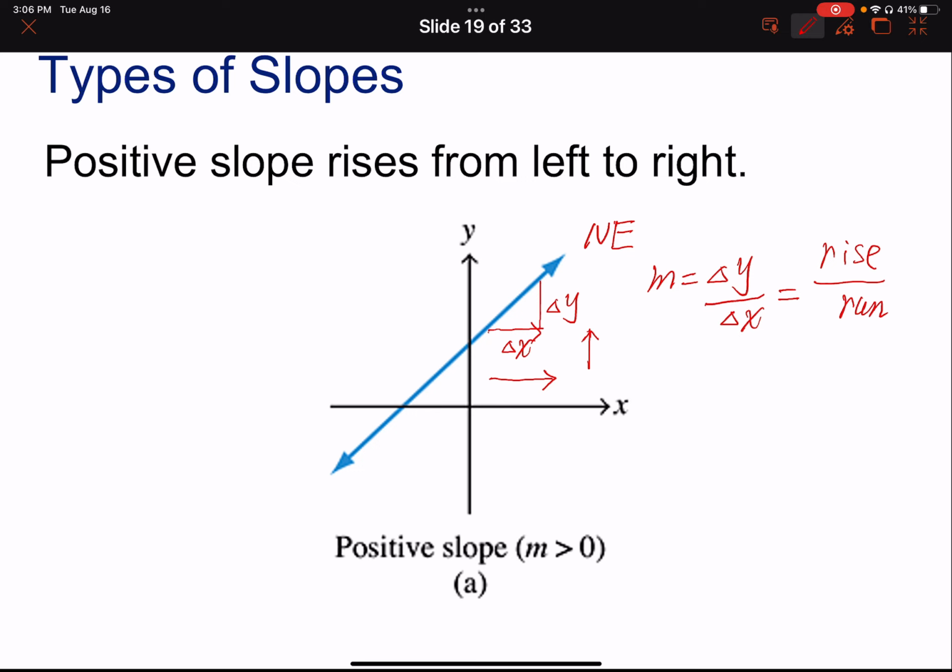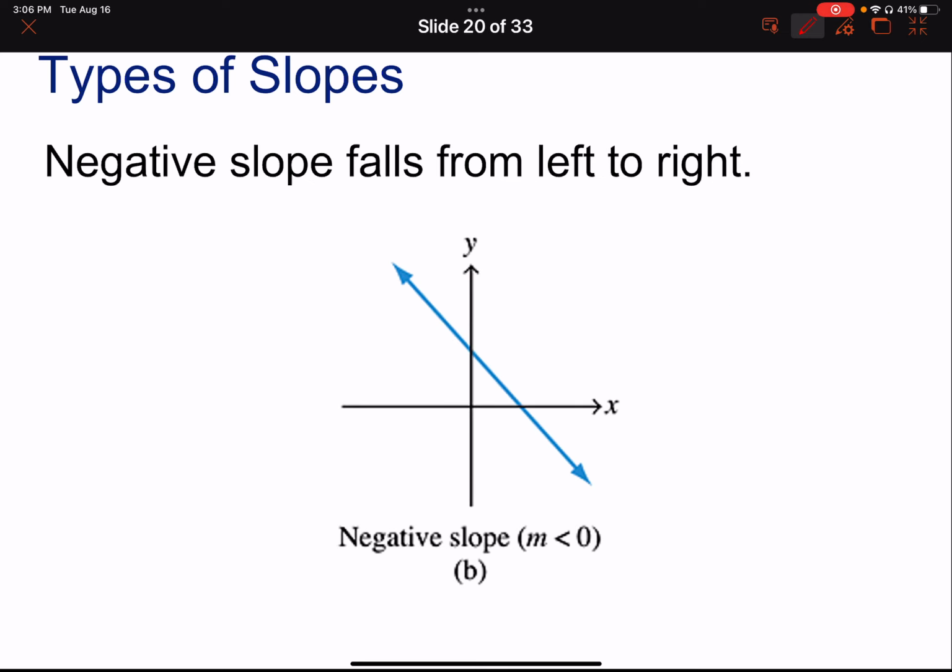So that's why. Now negative slope, similarly: in this case, notice this is your delta y, this is your delta x. If you run towards the left, you rise above. So m equals delta y over delta x. In this case, delta x is negative, and delta y is positive.